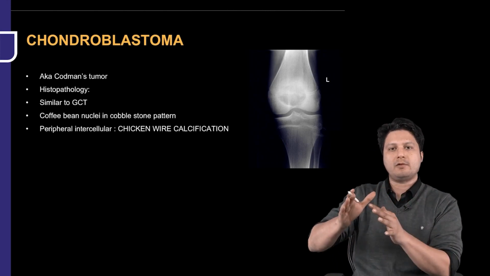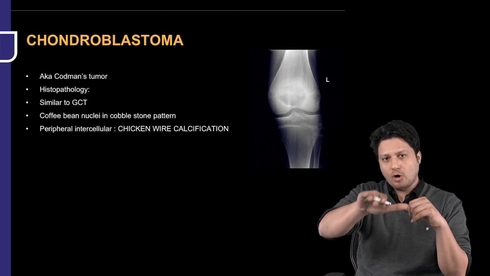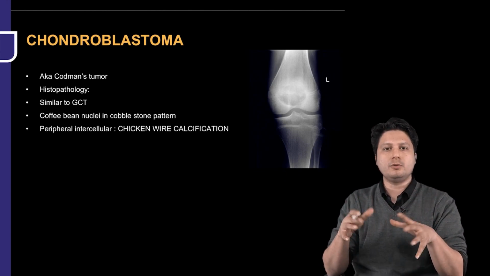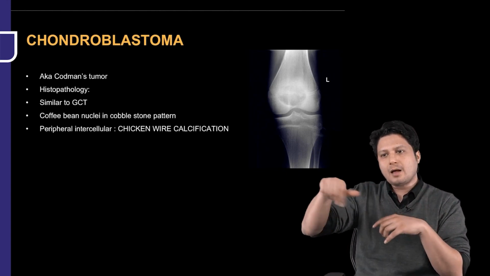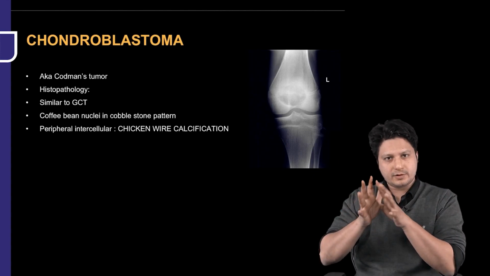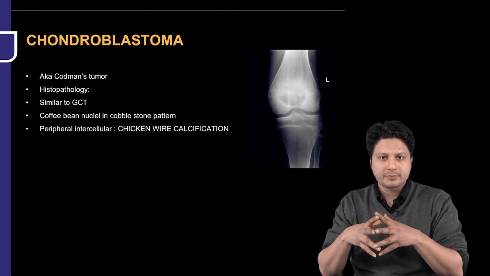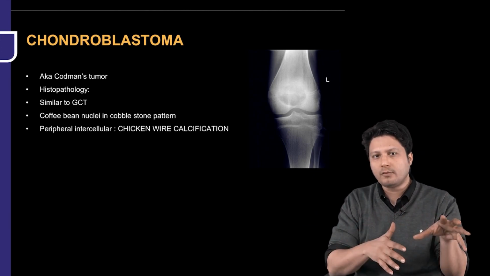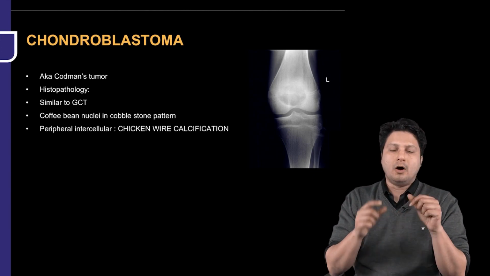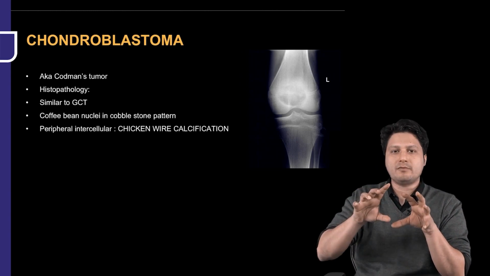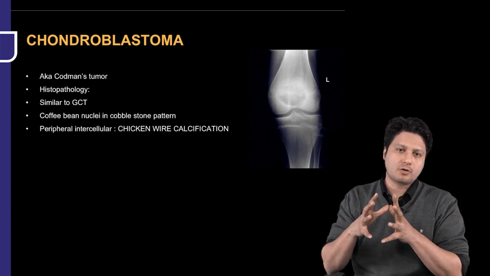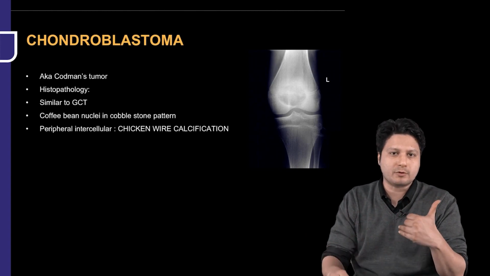You know, Codman triangle was the feature for osteosarcoma, but Codman tumor is the name which is given to this chondroblastoma. Point number 2, histologically there is the presence of giant cells, which are similarly seen in case of giant cell tumor. Alright, so the histologic appearance is a differential diagnosis of a giant cell tumor. Now, chicken wire calcification is something which is particularly seen as a biopsy finding for a chondroblastomatous lesion. So this is what you have to remember.